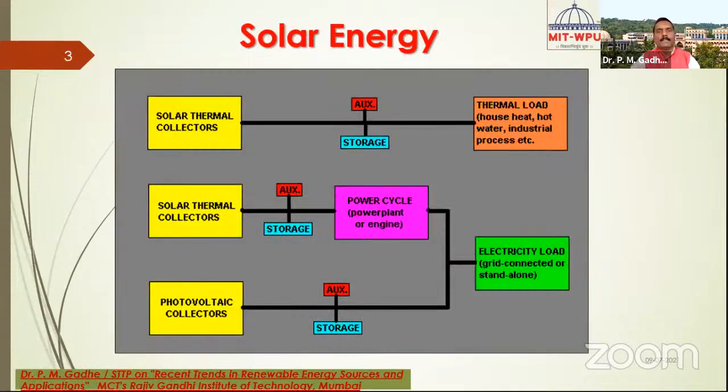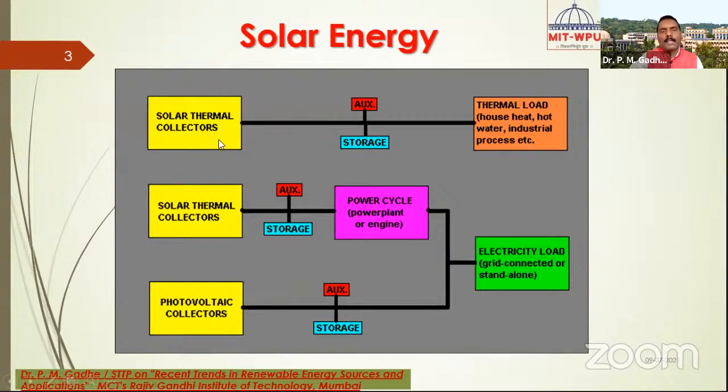Now, solar energy. We know that the solar energy can be used for different applications and in different forms. So solar thermal collectors. Now we can use the solar energy either for the thermal load or for power generation. So in thermal load, we can use it for bathing purpose or in an industrial application for process heating purpose or in case of the industry for cooking purpose, for hotel industry, for washing the bottles and that. For that, we are using the thermal load. So that thermal load can be generated by using the solar thermal collectors.